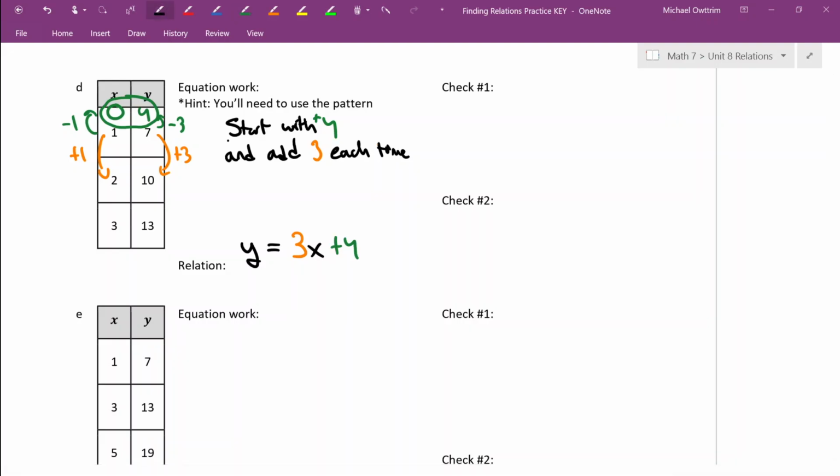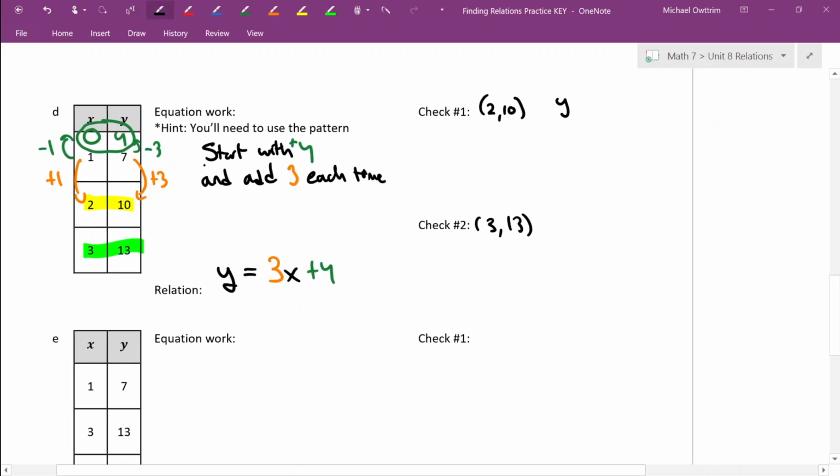Let's go ahead and check 2 points. I'm going to check the last 2 points again. So I'll check the point that when x is 2, y should be 10, and I'll check the point that when x is 3, y should be 13. So let's plug those into my equation. My equation says y should be equal to 3x plus 4. That tells me a y value of 10 should be created by 3 times an x value of 2, and then adding 4. So is 10 equal to 6 plus 4? Yes, it is, and I know that my equation worked for that point.